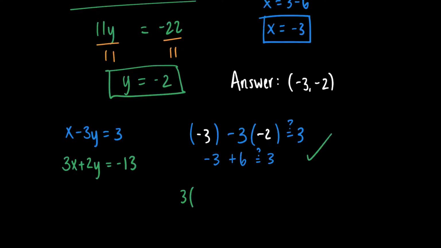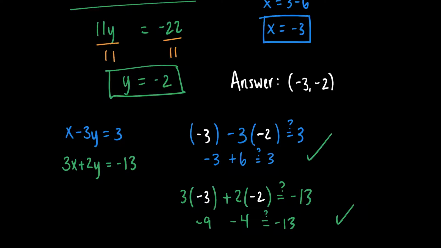So 3x, which we know is negative 3, plus 2y, and we know y is negative 2. That's supposedly equal to negative 13. Is it actually? So this would be negative 9, and then 2 times negative 2 is negative 4. So is negative 9 minus 4 actually equal to negative 13? It is. It works. So we're done. All right, that's how to solve a system of equations by substitution.